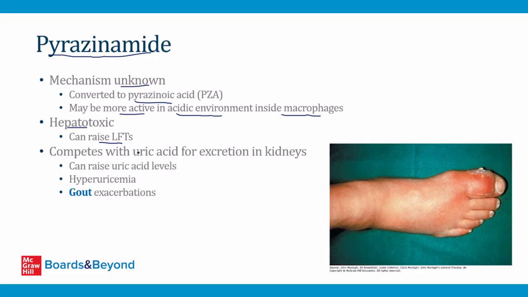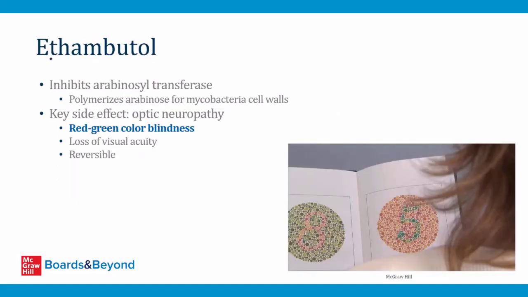This is something that often comes up in board questions. It competes with uric acid for excretion in the kidneys. So when patients take this drug, they don't excrete as much uric acid and the uric acid levels can climb. This can lead to hyperuricemia and an exacerbation of gout, just like this person who has a large swollen toe on their foot. Next drug is ethambutol.